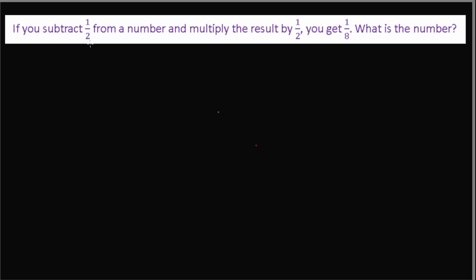The word problem is: if you subtract 1/2 from a number and multiply the result by 1/2, you get 1/8. What is the number? We will start from the last question. What is the number?